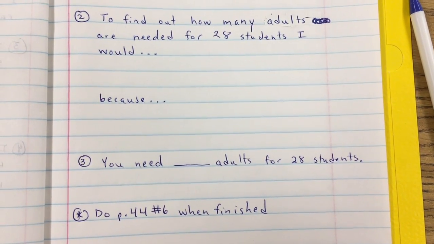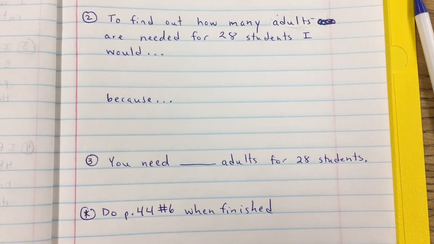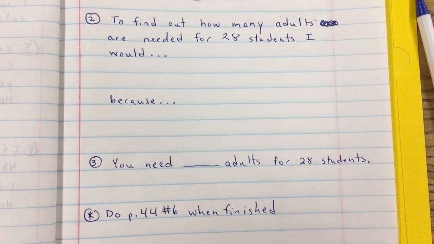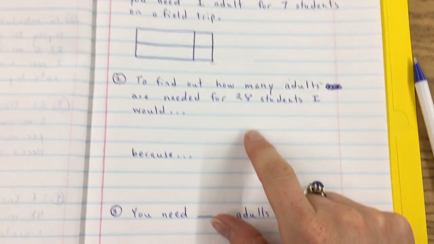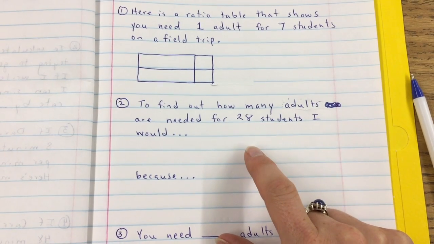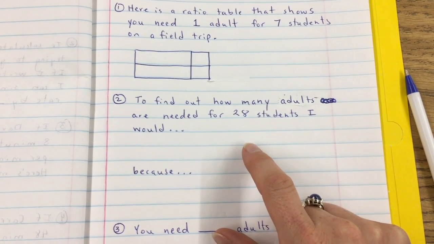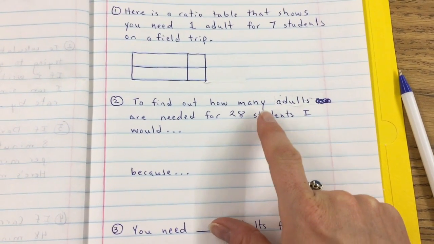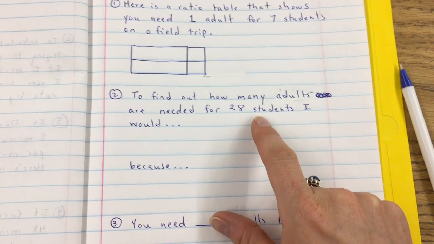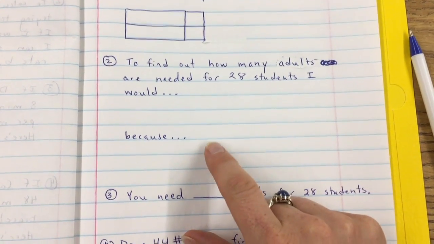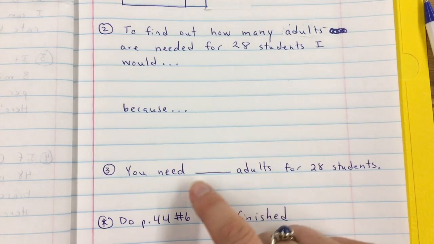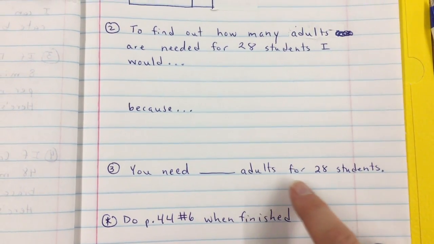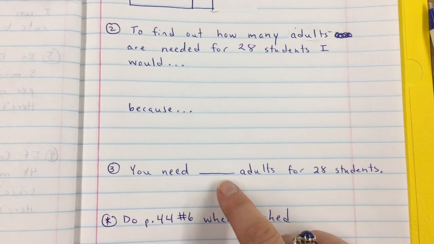Number 2, to find out how many adults are needed for 28 students, I would, so what would you do? How would you calculate it? Would you multiply, divide, subtract, add? What would you do to find out how many adults are needed for 28 students? And why would you do that? Then number 3, you need blank adults for 28 students. You're going to give your answer right there.